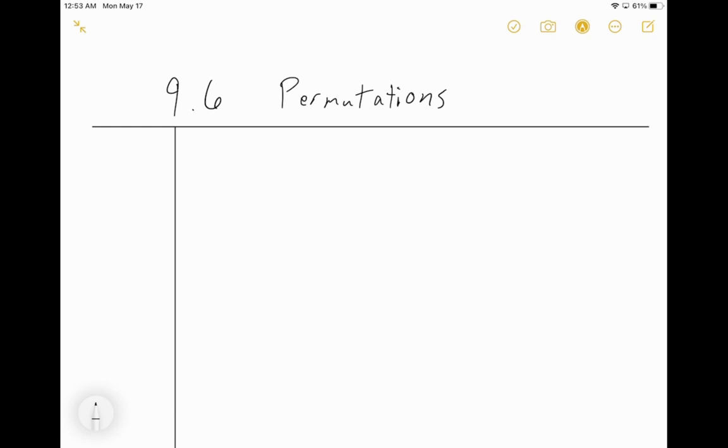All right, today's lesson is chapter 9, lesson 6, permutations. We're going to go over what this word means and how you can kind of remember it. Hopefully, there's part of it that's a little bit confusing, but hopefully we can do okay with it.